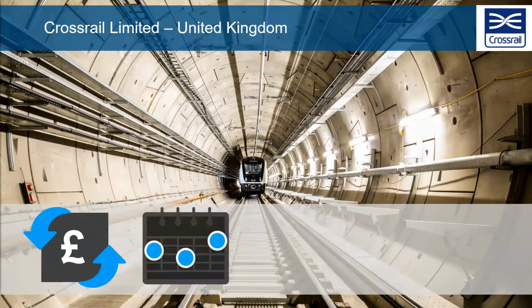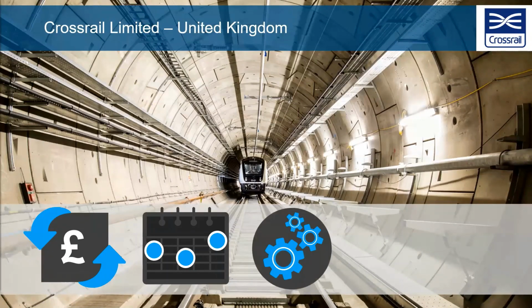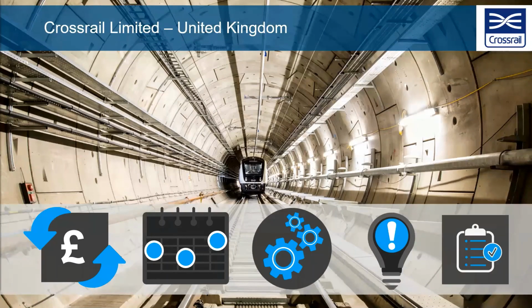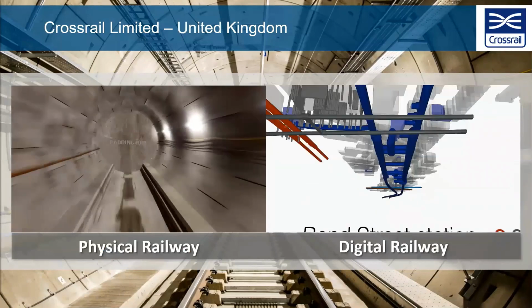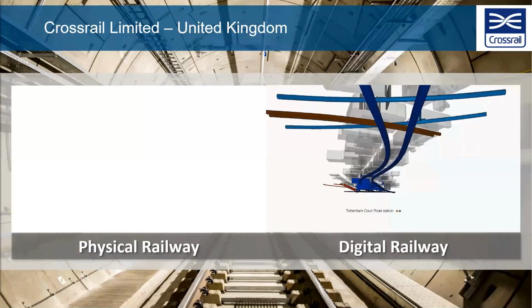Why they wanted to do it is because they want to keep track of the timeline as well as the cost of the project. Eventually they want to operate it using the digital twin model. They also want to keep track of any changes and all the inspections done during the construction of the project. You can see here on the left-hand side is the actual tunnel being constructed. On the right side is the digital model.